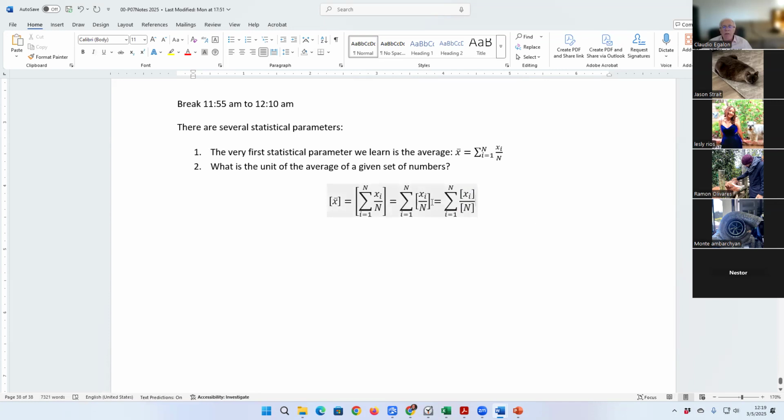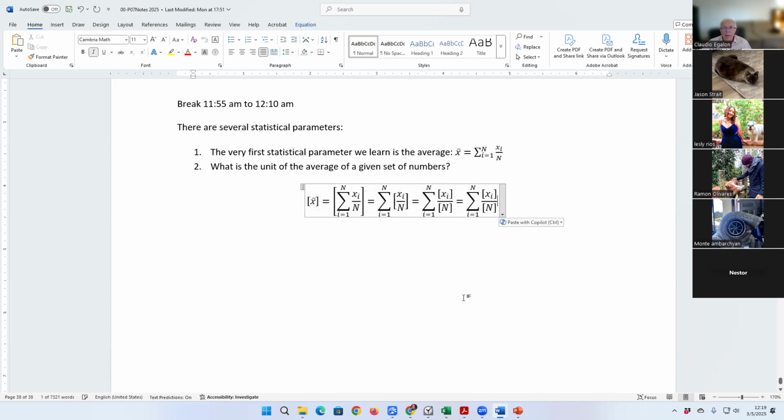The capital N is a regular number. And because it's a regular number, each unit is going to be unitless. The unit of a regular number is going to be 1. A regular number is a unitless unit.